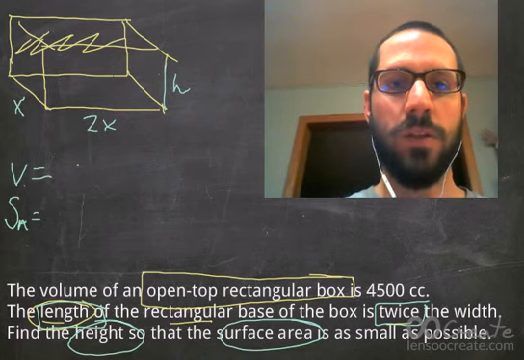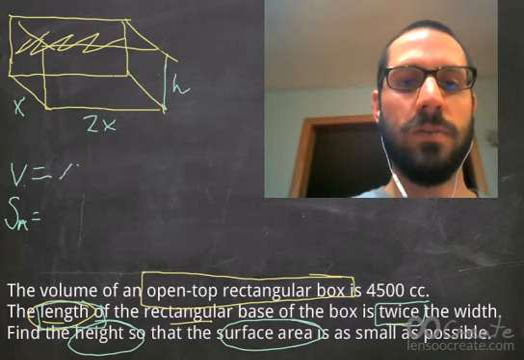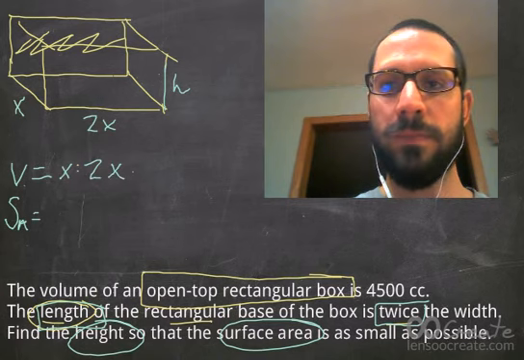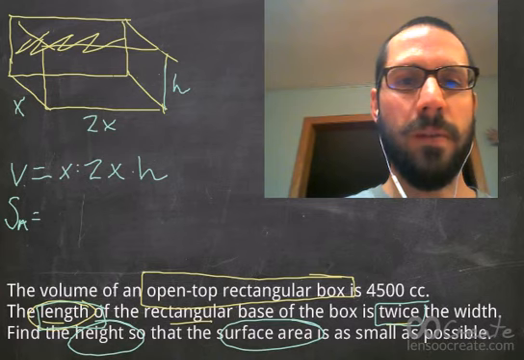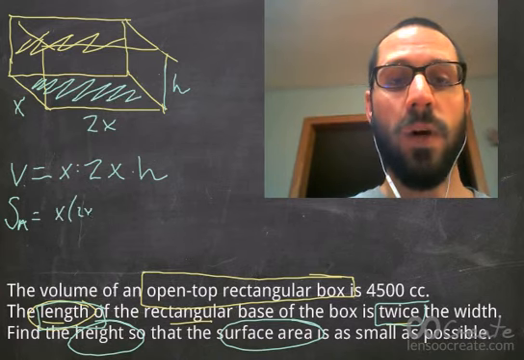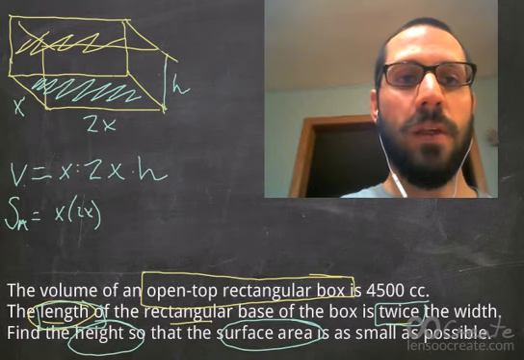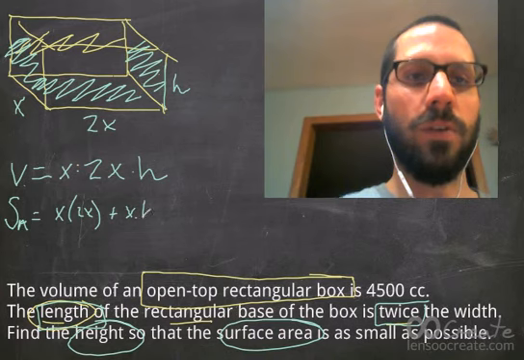Then we want to fill in our equations. So the volume of this box is going to be x times 2x times h. Open top doesn't really matter for that. And then our surface area, the surface area of our bottom right there is going to be x times 2x. We only have one of those sides because of the open top. This side here and this side here have the same dimensions. They are x times h.